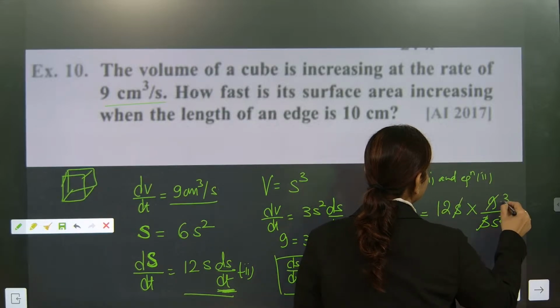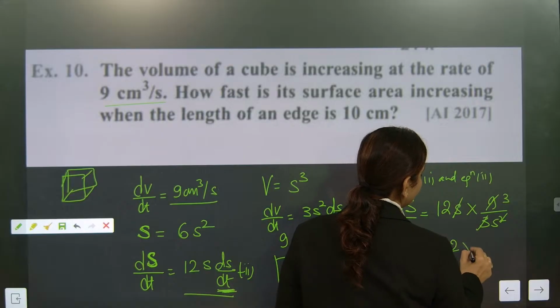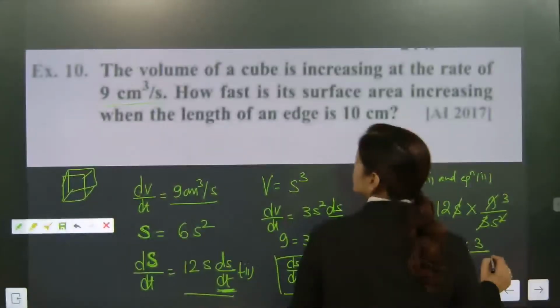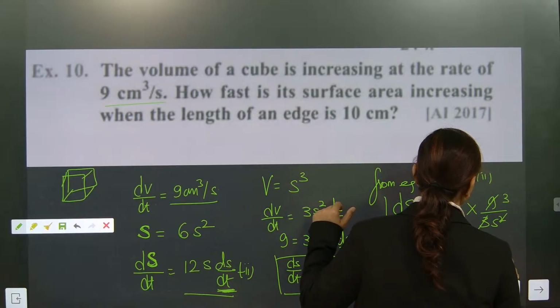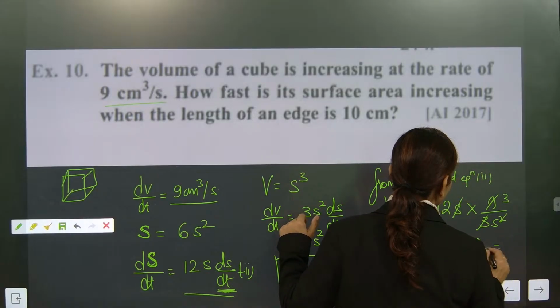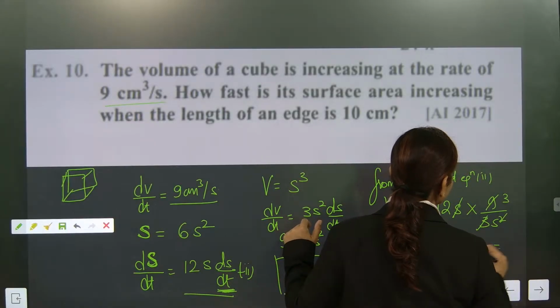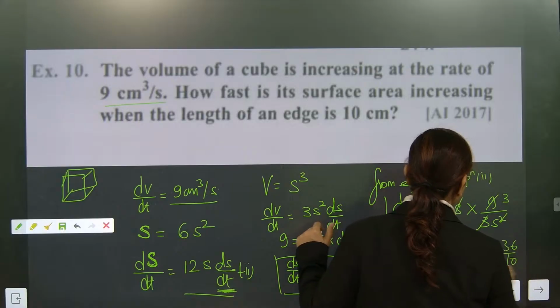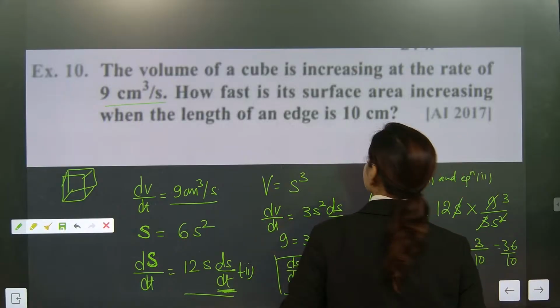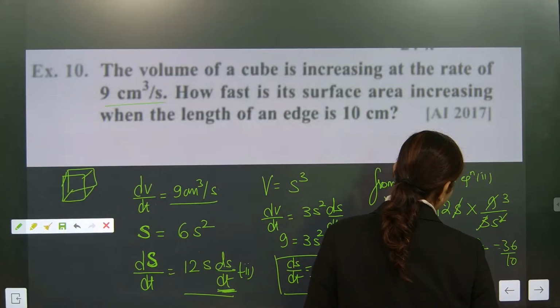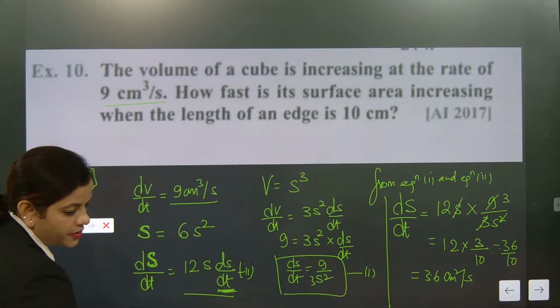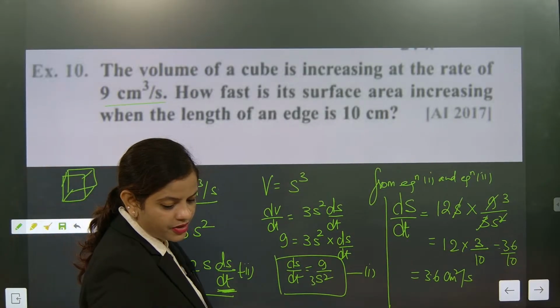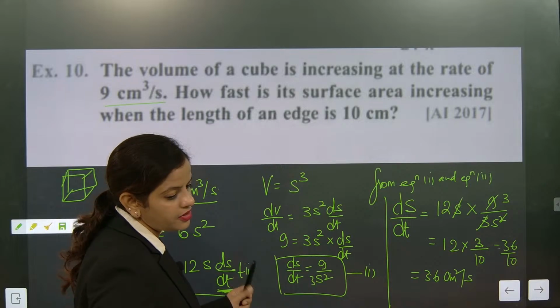This part will come 3. So it is coming 12 into 3 by s, and the s value is given as 10. So how much will it become? 2 5s are 10, or directly we will write 36 by 10. So 3.6 centimeter square per second will be coming.